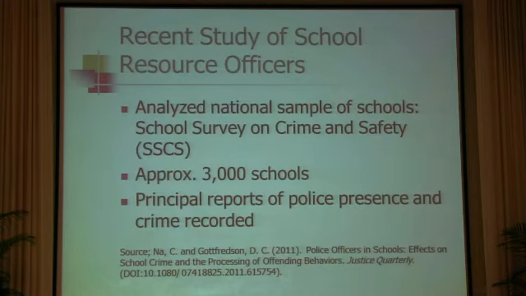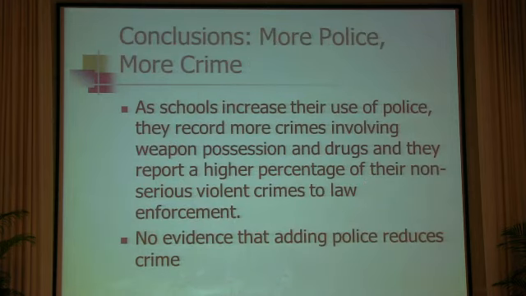Now, unfortunately, no studies to date have shed light on these possible mediating mechanisms. I mean, what happens when police are placed in schools. But one recent study using the National School Survey on Crime and Safety data looked to see whether adding police to schools influenced the level of recorded crime in the school and also the percentage of those crimes that were reported to law enforcement. And that study concluded that as schools increased their use of police, they record more crimes involving weapon possession and drugs, and they report a higher percentage of their non-serious violent crimes to law enforcement.